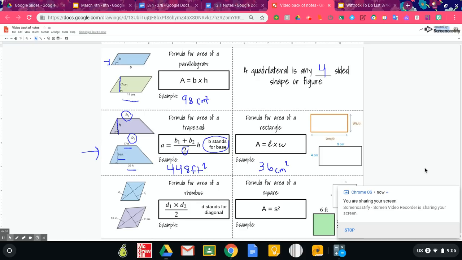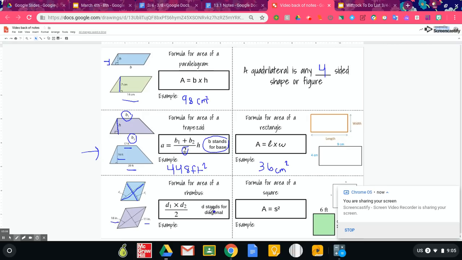We have a rhombus, which is kind of like a kite, and then a square, which is an easy one. On a rhombus, the lines that cut through it are called diagonals. So the formula is diagonal 1 times diagonal 2, and then take that answer and divide it by 2. I've said right here that D stands for diagonal. If you look, the diagonals are just the lines that literally cut straight through the middle, and they intersect each other. In the example, the purple rhombus, one diagonal is 11 and the other diagonal is 18.